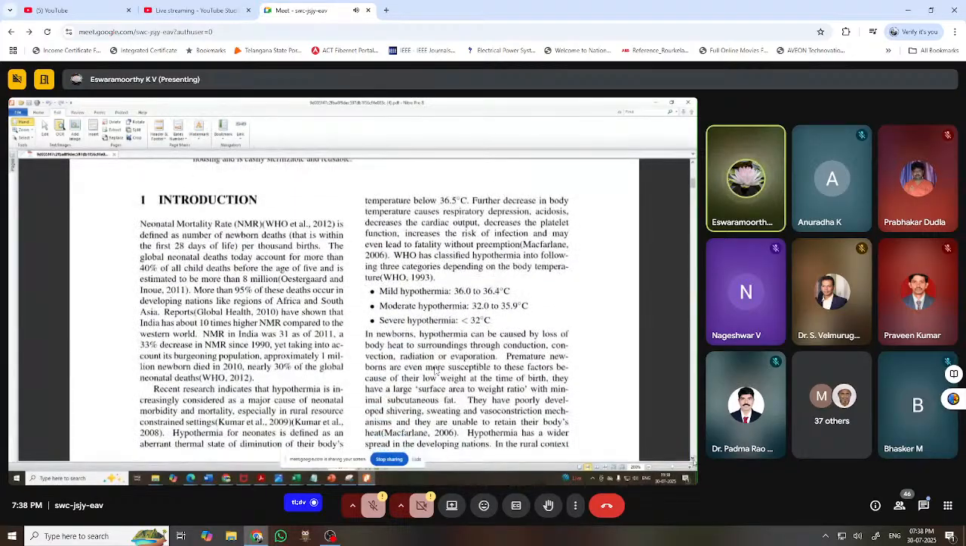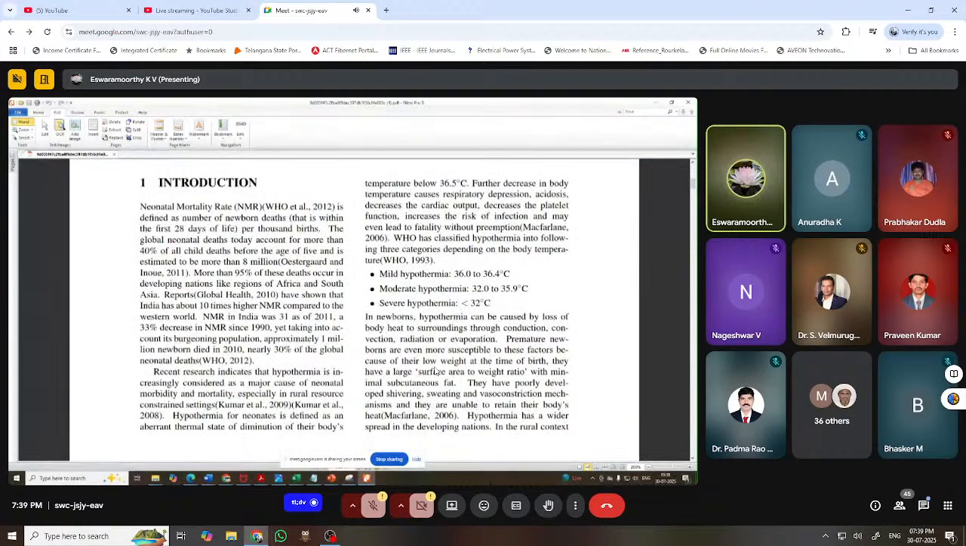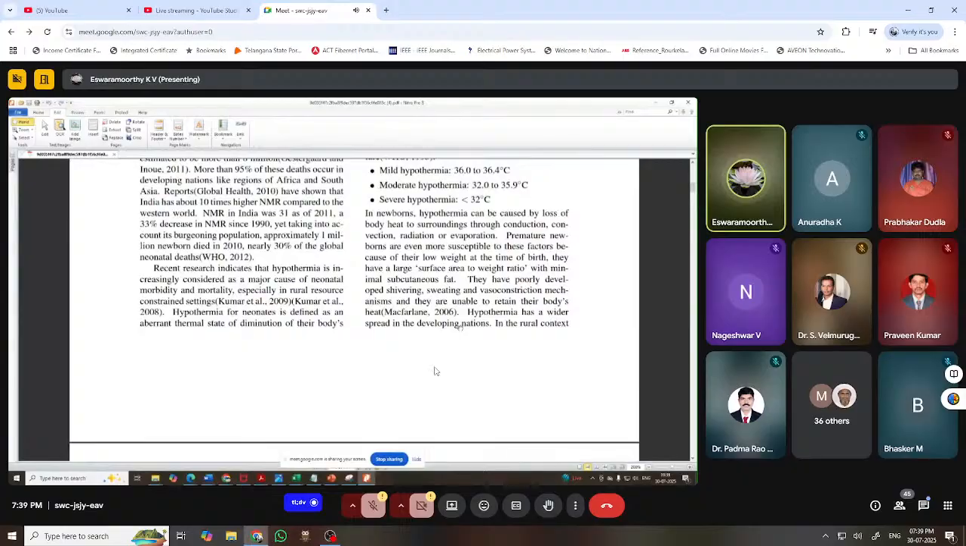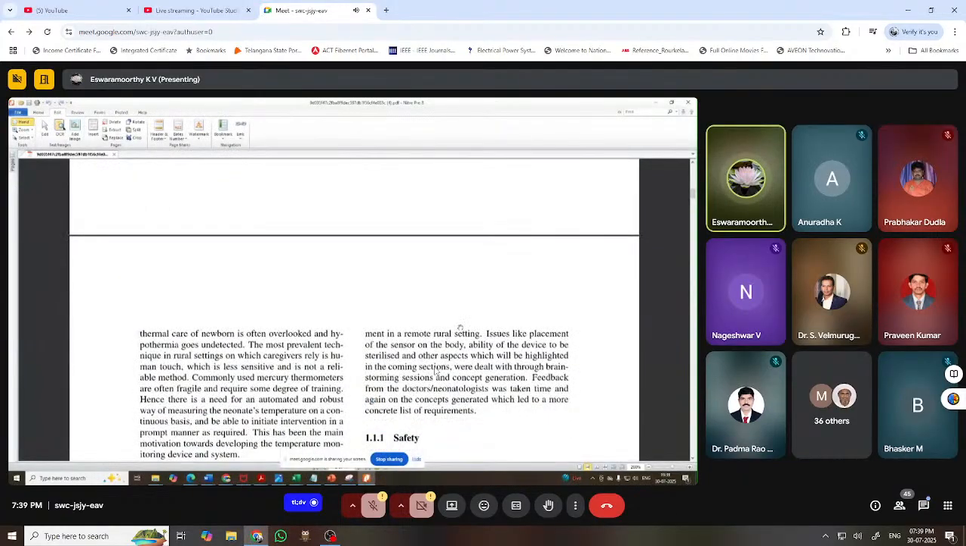According to WHO references, more than 95% of deaths occur in developing nations like Africa and South Asia, because they're not able to maintain the correct temperature. The temperature should not go below 36.5 degrees Celsius. 36.0 to 36.4 is mild hypothermia, below that is called moderate hypothermia, and if it goes lower than that, it is severe hypothermia. So we need to maintain the temperature in premature babies as well as normal babies, and we need to be careful.